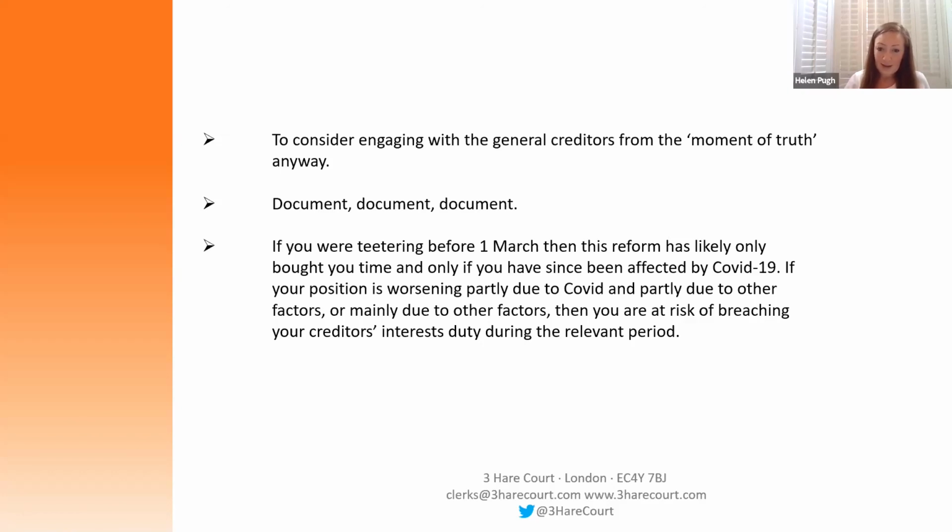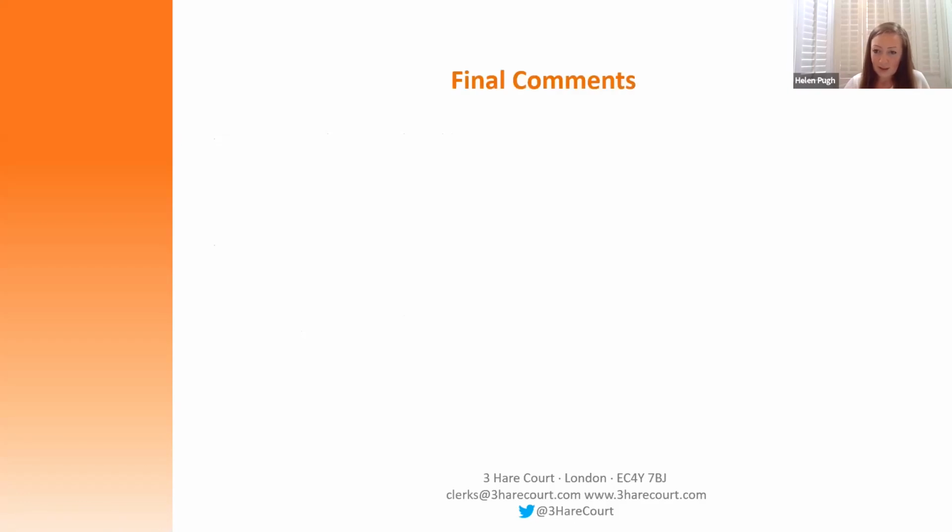And if you were insolvent before and have been little affected by COVID-19, then you are at risk of breaching your creditor's interest duty during the relevant period, notwithstanding that you are not liable for any increase in the net deficiency.